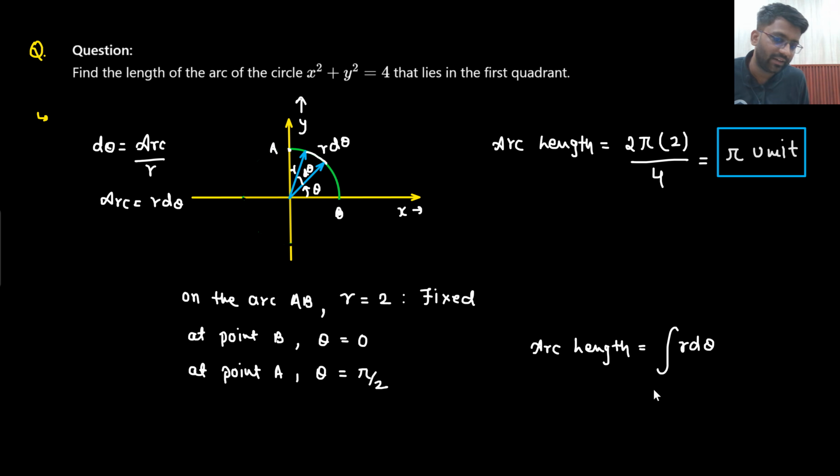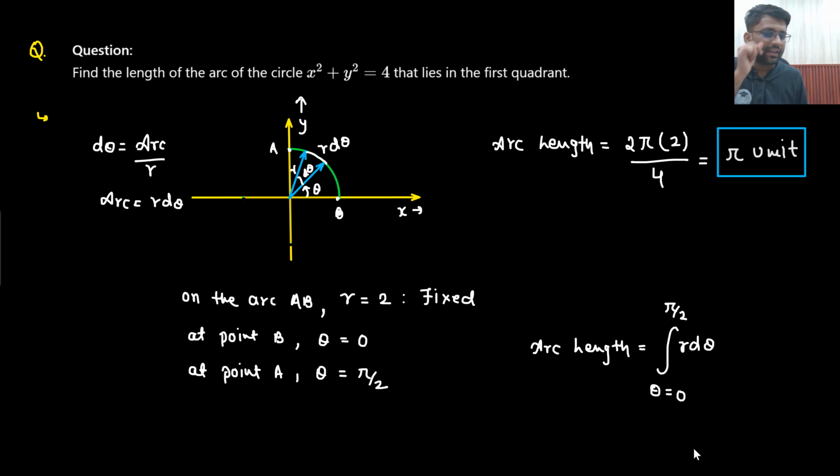So with respect to theta, I will integrate theta from 0 to pi by 2, because here the value of theta is 0 and here it will reach pi by 2, and always the limit is taken from lower limit to higher limit, lower to higher. Theta to pi by 2 I will integrate.